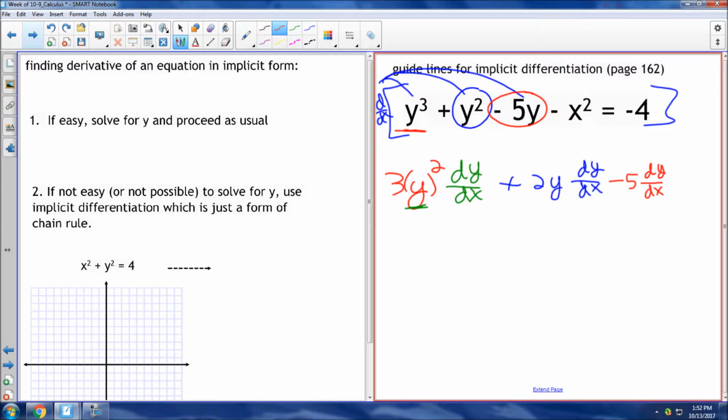Now the good news. Minus x squared, how do you do the derivative of that? Minus 2x, leave it alone, as normal, equals what? 0, because negative 4 is a constant, so its derivative is 0. So now we have minus 2x equals this, and the derivative of the right side is 0.